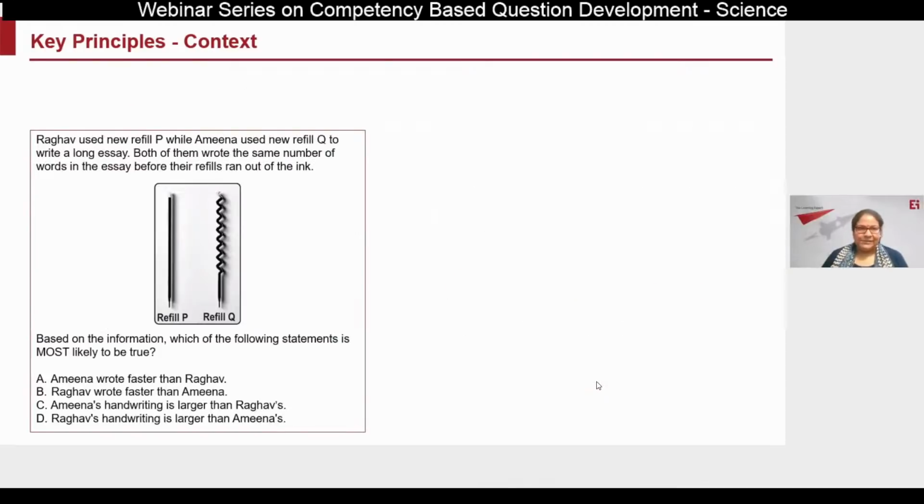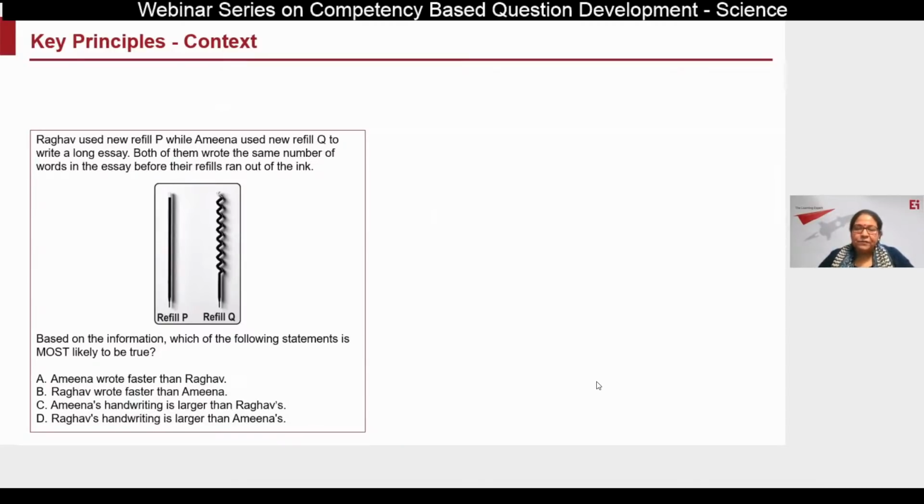Let's move to the next question. Okay, another question. I'm going to read out the stem just for all of us to be together. Raghav used new refill P, while Amina used new refill Q to write a long essay. Both of them wrote the same number of words in the essay before their refills ran out of ink.